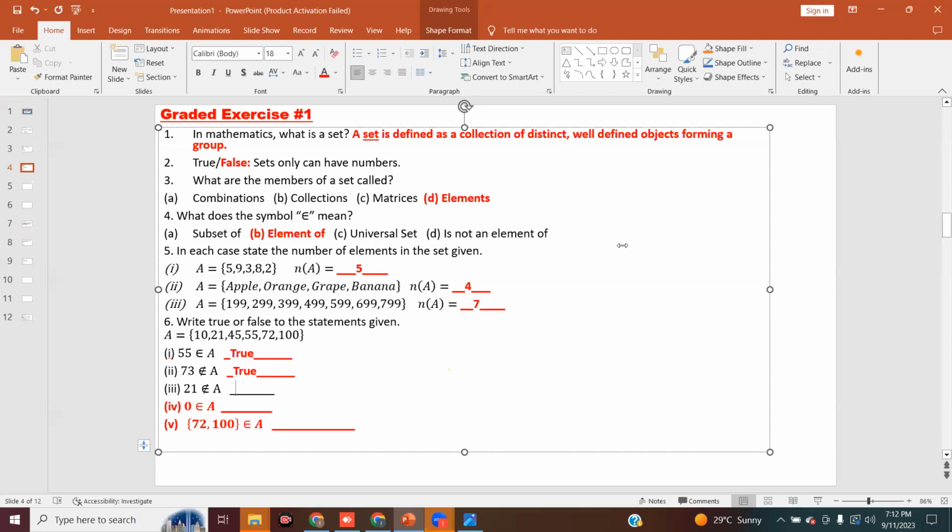Because 21 is an element of A. It's false because 21 is an element of A, so saying it's not an element of A is false. That's right, Mr. Petit. So if we say 21 is not an element of A, that's false. Okay. So it is false. Who got that one right? That was a tricky one.